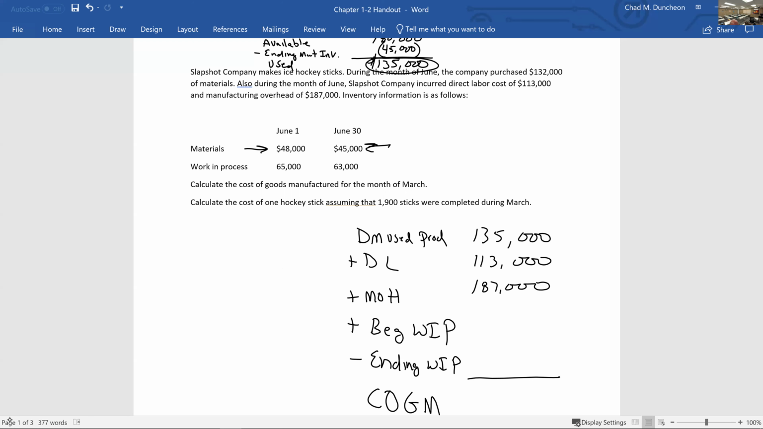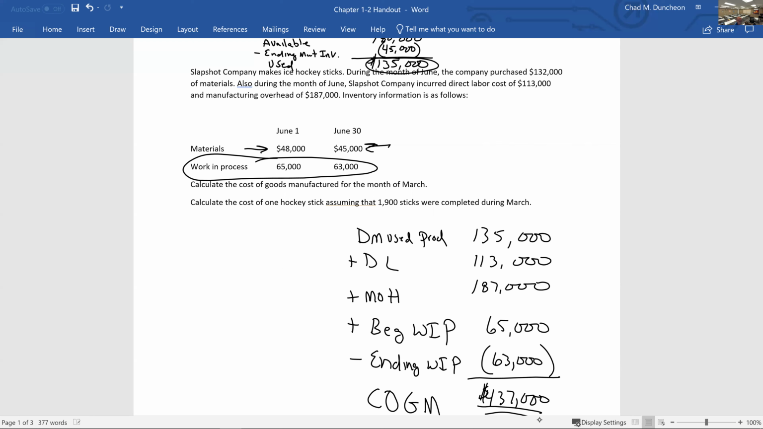Our beginning work in process, looking at these numbers, beginning was 65, we add that in. We need to subtract out the 63,000 from our ending work in process. Cost of goods manufactured is what we are transferring out to finished goods. So that means we have transferred out a cost of goods manufactured of 437. Okay, so that is part one.